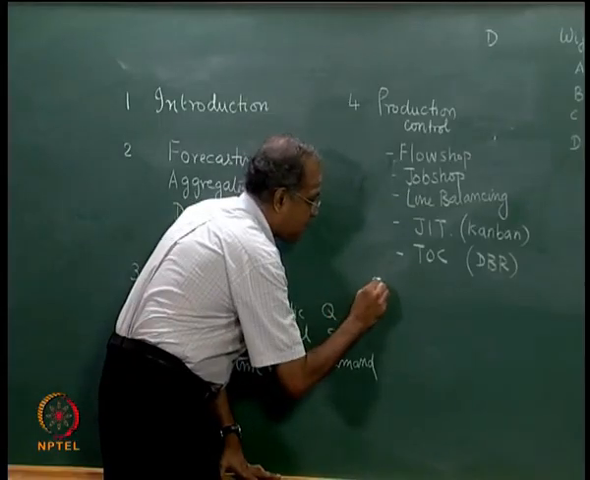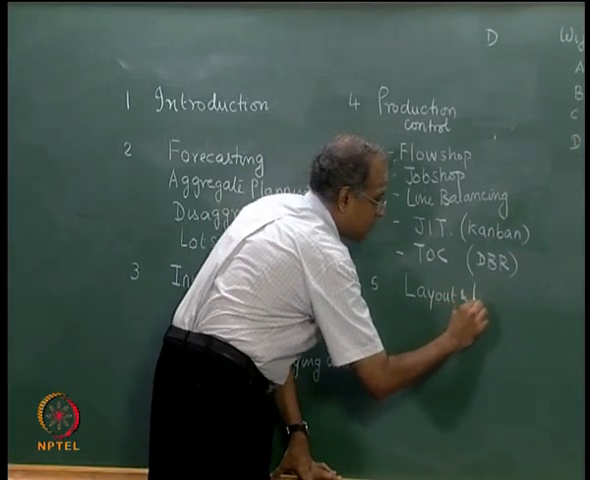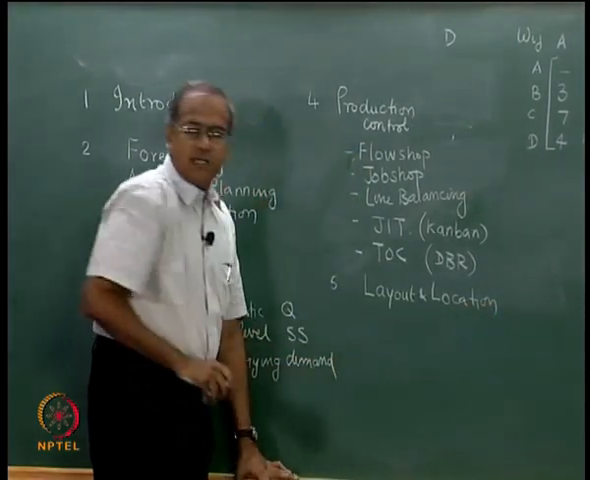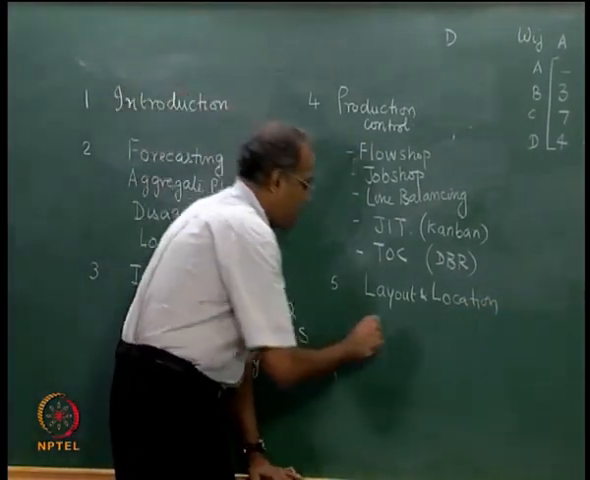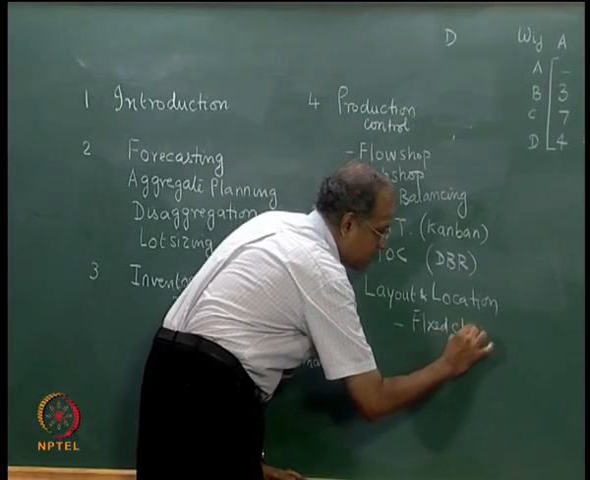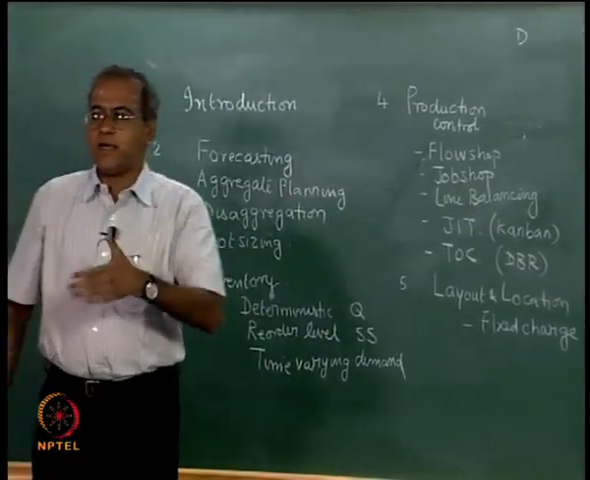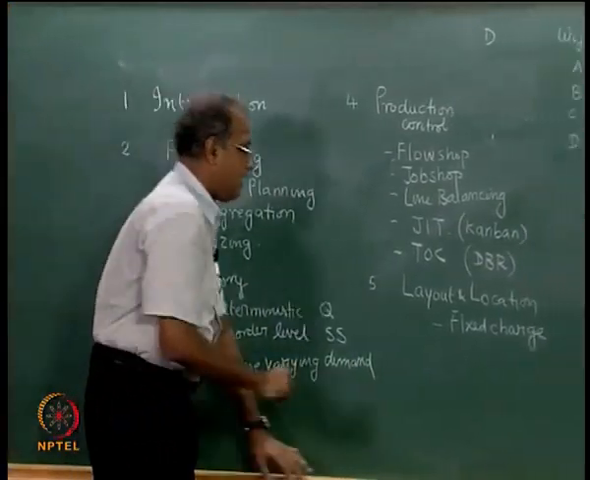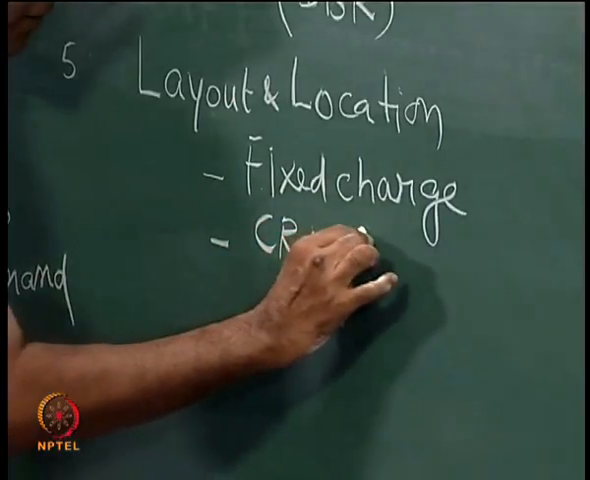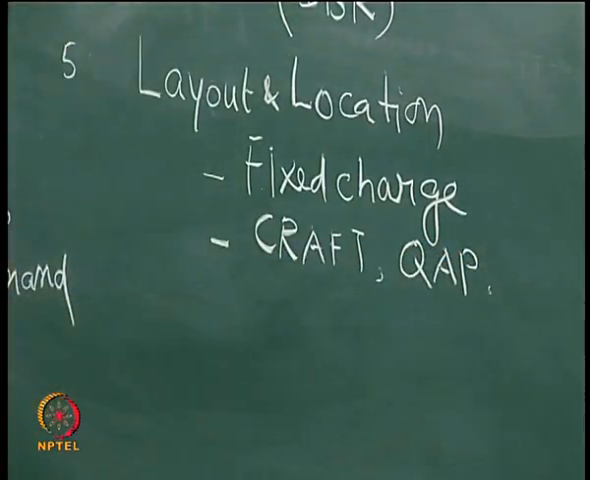Then we saw some aspects of layout and location. We saw the fixed charge problem or location allocation problem, which is also called the network design problem, and we have seen some aspects of layout such as the CRAFT algorithm and the quadratic assignment problem.